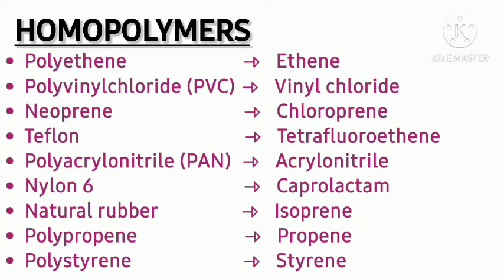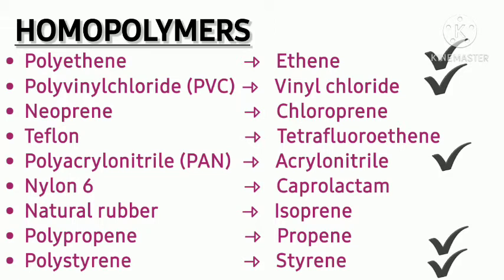Now we will learn some easy tricks to remember the monomers of the respective polymers. If we look closely at this list, we will realize that most of the polymers have their names with poly added as prefix to the names of their respective monomers. We can see that the monomer of polyethylene is ethene, polyvinyl chloride is vinyl chloride, polyacrylonitrile is acrylonitrile, polypropene is propene, and polystyrene is styrene.